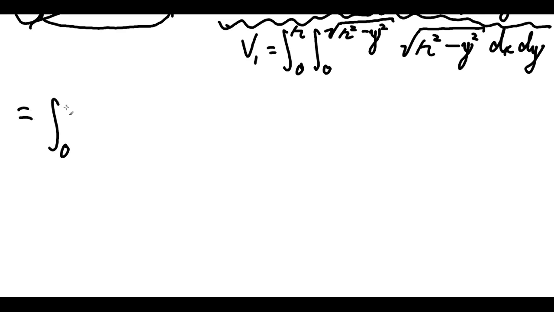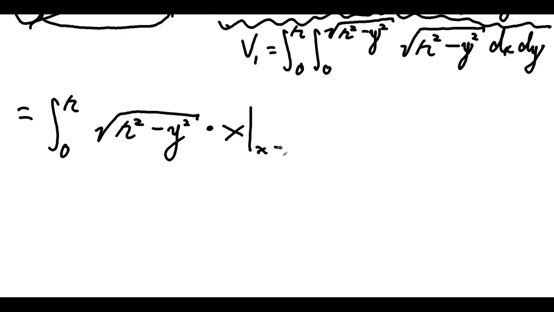Starting to evaluate this, we need to evaluate this inner integral. But notice the square root of r squared minus y squared is constant with respect to x. So we just have the square root of r squared minus y squared times x, evaluated from x equals 0 up to x equals the square root of r squared minus y squared. Those are the bounds on that inner integral. And then just copy that part, dy. So these bounds in this integral right here are what gave us the bounds on this evaluation right here.